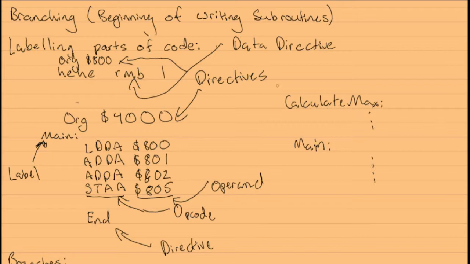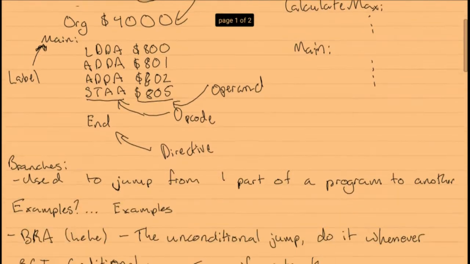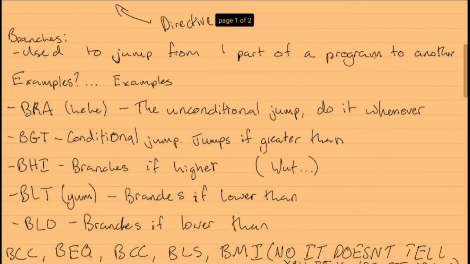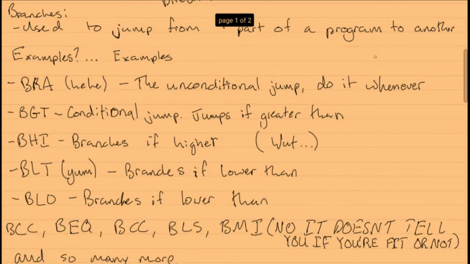And to do this, we need labels. So this is why I wanted to go over the different parts of code, because we're going to be introducing a new one today called the label, which we'll use to branch between different parts of our code. Okay, so now I've mentioned it a couple times. We are now going to talk about branches.